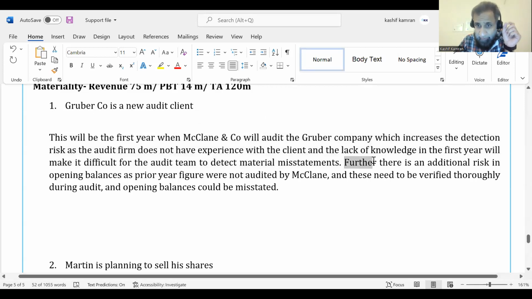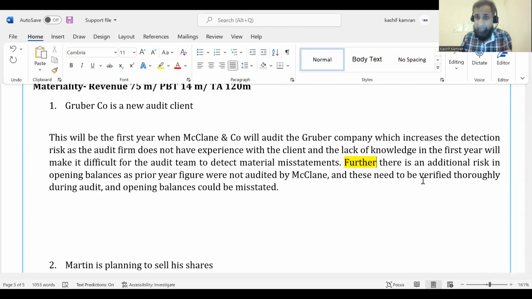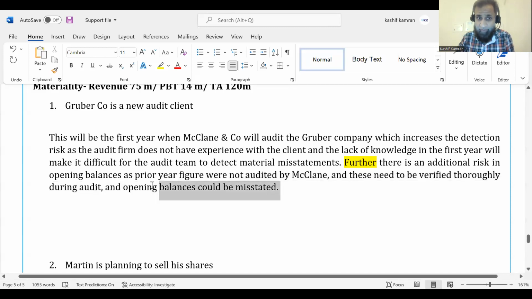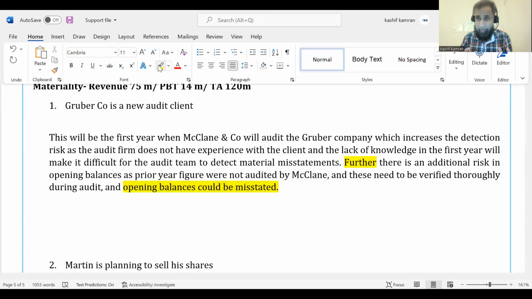Further, look at this word further. Further, there is an additional risk in opening balances as prior year figures were not audited by McLean. So McLean didn't audit the last year figures, and these need to be verified thoroughly during audit, and opening balances could be misstated. So even the opening balances could be misstated because last year audit was not done by McLean. The management can manipulate the opening balances. So whenever you are doing a first year audit and you are writing an audit risk in exam paper, there are two particular situations. One is detection risk and one is opening balances. But that will not fetch you 4 marks.